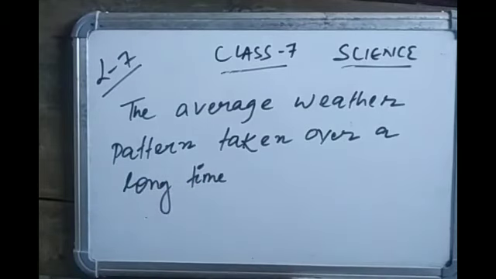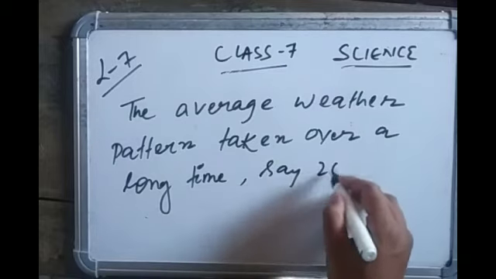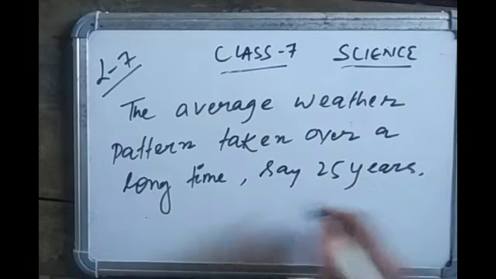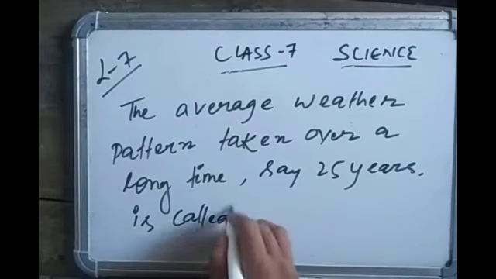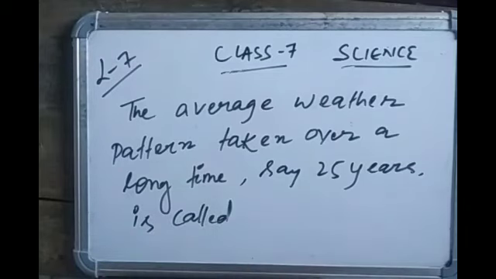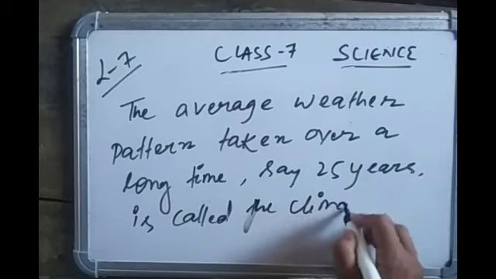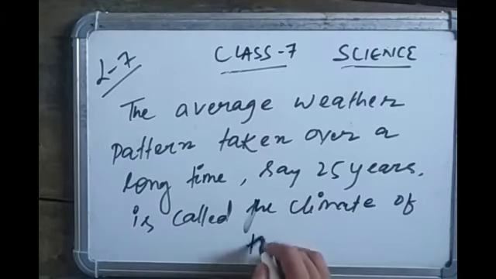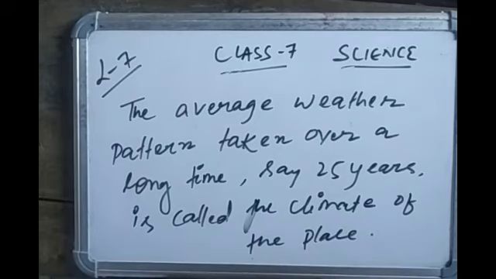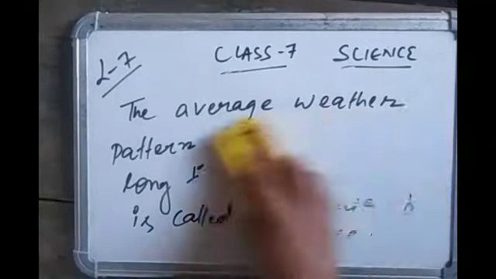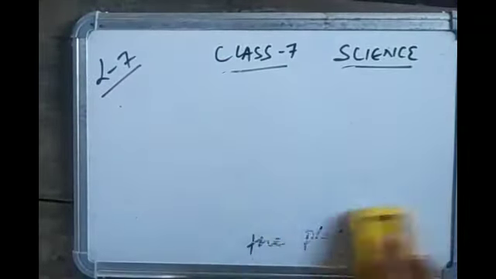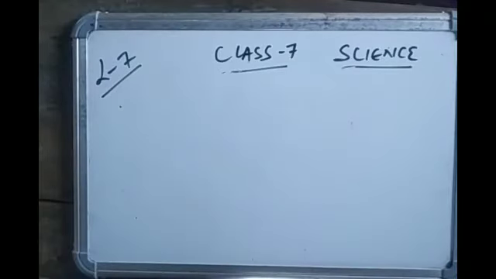Weather patterns are studied for say 25 years. The average weather of a place is called the climate, the climate of the place. Say for example, northeastern India receives rain for a major part of the year. Northeast includes Manipur. We can say that the climate of the northeast is wet.